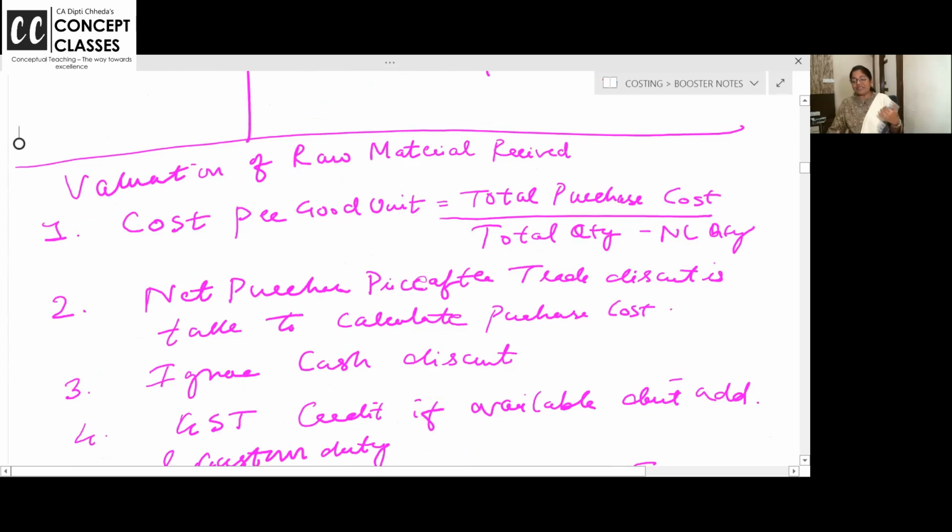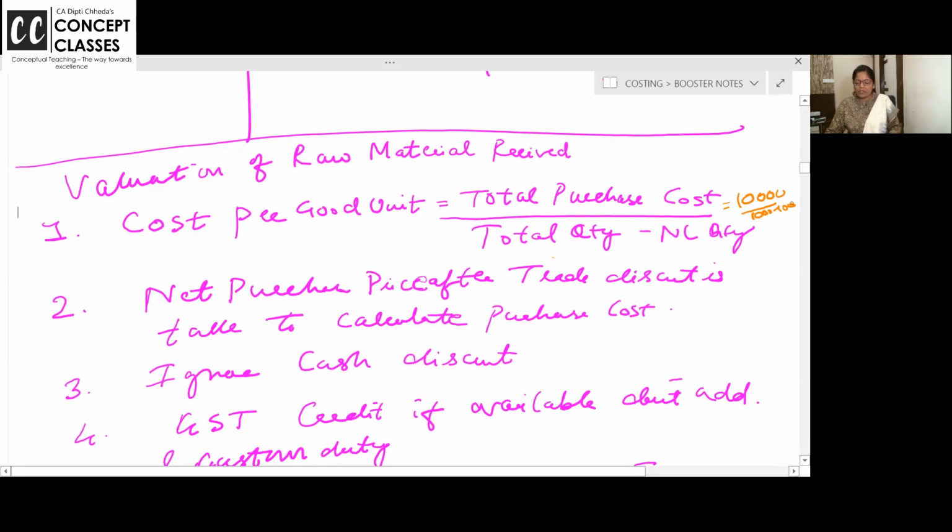Now this is one different kind of problem included, especially from study material. Cost per good unit. Total purchase cost divided by total quantity minus normal loss. You have purchased in 10,000 rupees, 1,000 units, but 100 are lost in transit. So though you have received 900 units, you have to pay 10,000. So normal loss quantity will always be reduced. And net purchase price after the trade discount is taken. Trade discount is never a part of books of accounts.